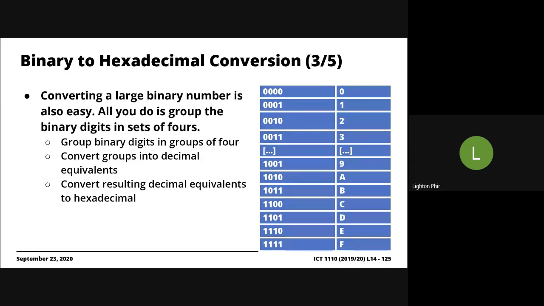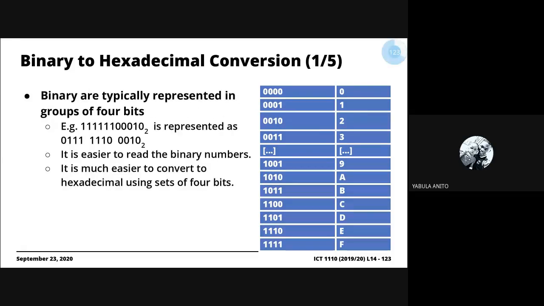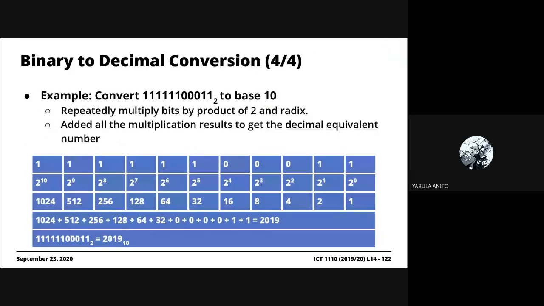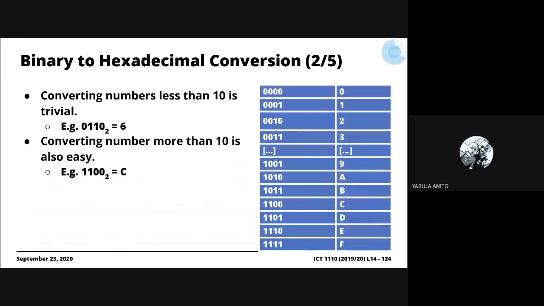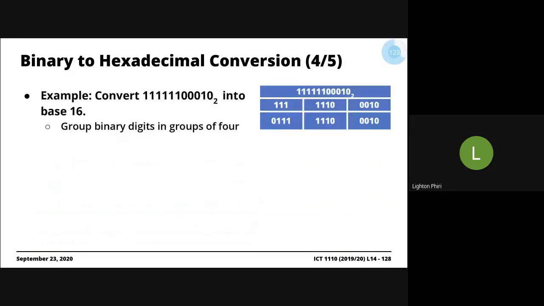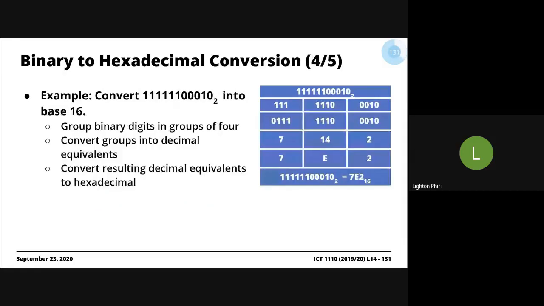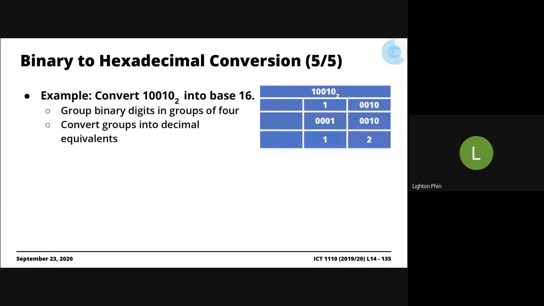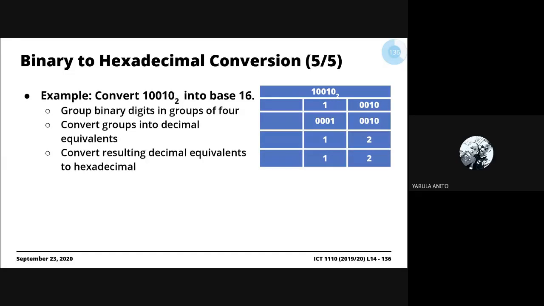What's the question about? The question was about converting a binary to hexadecimal, and then the answer was 12. Yeah, is this the example then, right? Yeah. Okay.